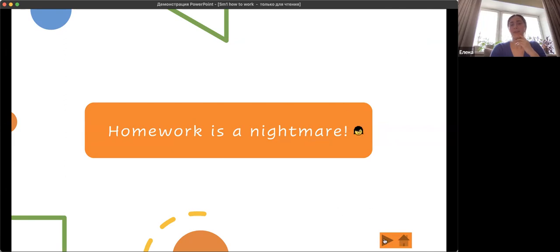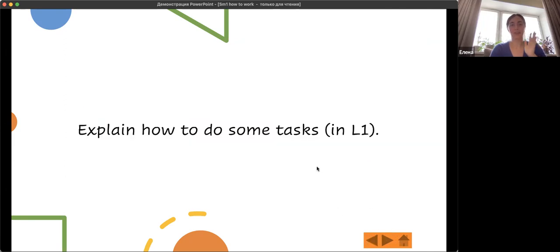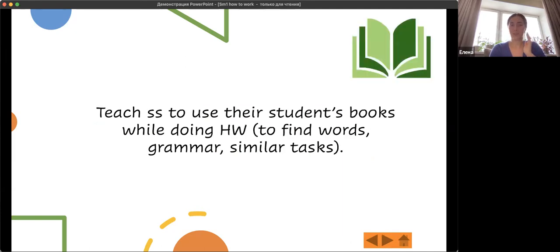Okay, so let's look at the slides. As I already mentioned, we need to explain how to do some tasks in Russian. Then again, we need to teach students how to search for information in books. And also they can find similar tasks in our students' books, and they can understand how to do them in workbooks. And then also they can find some grammar rules in these blue boxes, which can help them to finish some tasks. So working with books is great.